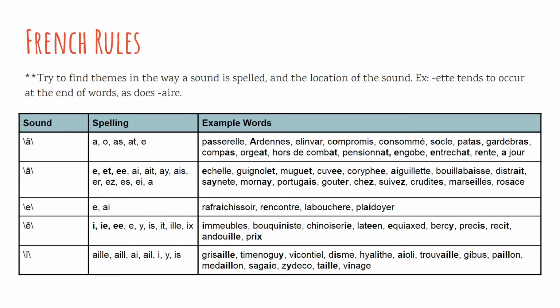Next we have the long E sound. The long E sound can most commonly be spelled I-E, or E-E, but it can also be spelled E, Y, I-S, I-T, I-L-L-E, or I-X.